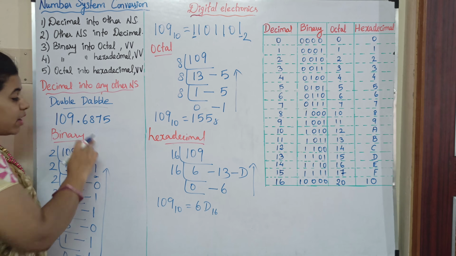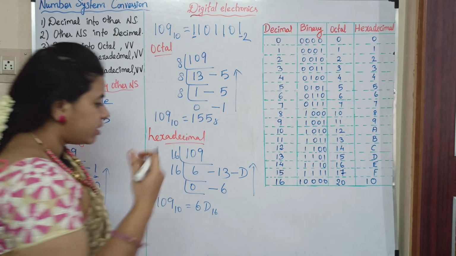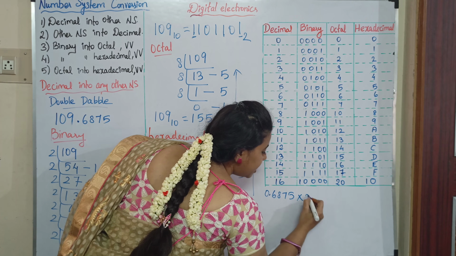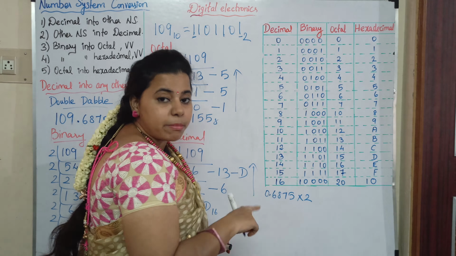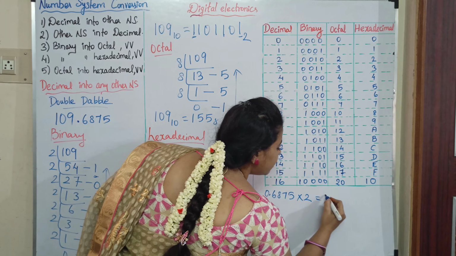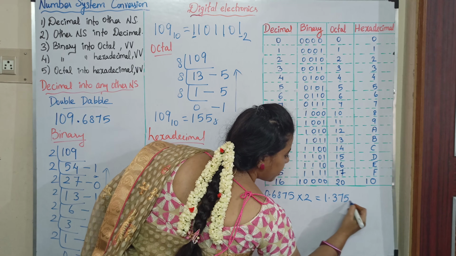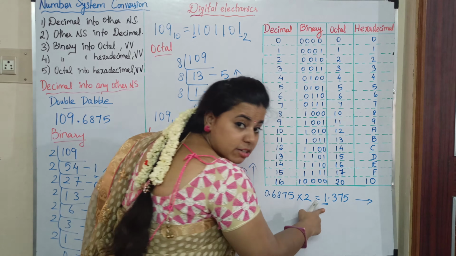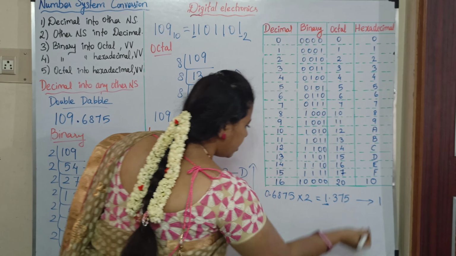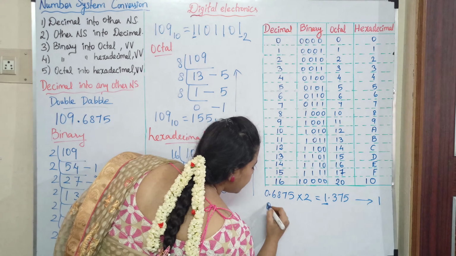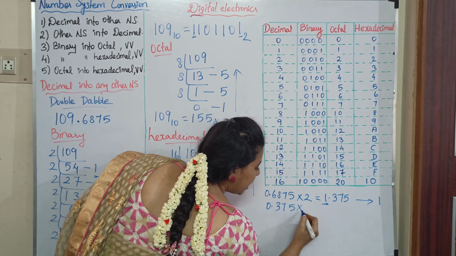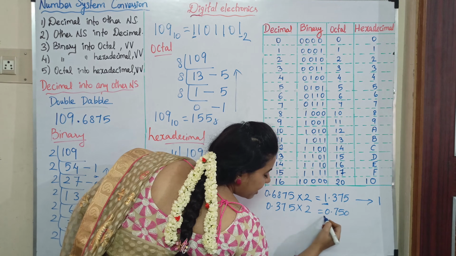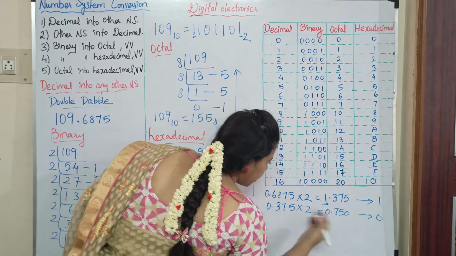Okay, first I am going to convert this decimal fraction into binary. So for that, I am going to multiply this with 2 because for binary base value is 2. So what is the answer? 1.375. So here I am going to consider only the integer part. So what is the integer? 1. What is the fraction part? 0.375. Multiply this with 2 again. 0.750. So what is the integer part? 0.